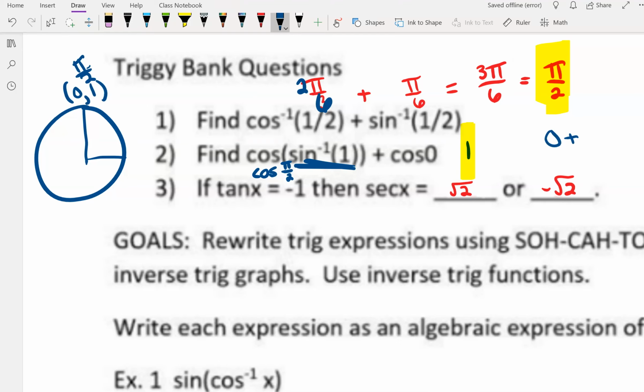And then I need to add whatever cosine of 0 is. Well, cosine of 0, this is the point (1, 0). So cosine of 0 is 1. So we just add 0 and 1, and that's how we get 1.